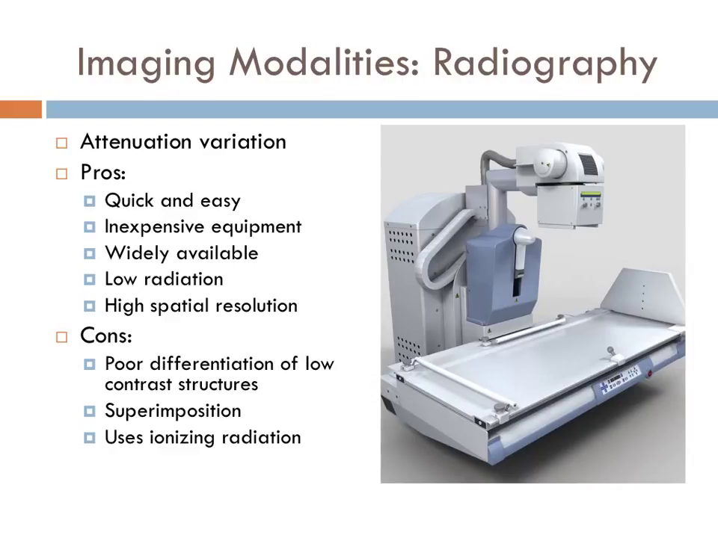General radiography has high spatial resolution, but some disadvantages are that it is hard to visualize low contrast structures. And we've also talked about the superimposition of anatomy that can occur, which makes it hard for the radiologist to differentiate which structures are which in his readings. And a con, as we said, is that it uses ionizing radiation. Although the amount of radiation used is low, the fact that it still uses ionizing radiation can be seen as a con compared to other modalities that do not use ionizing radiation.